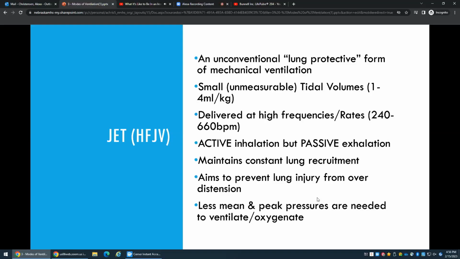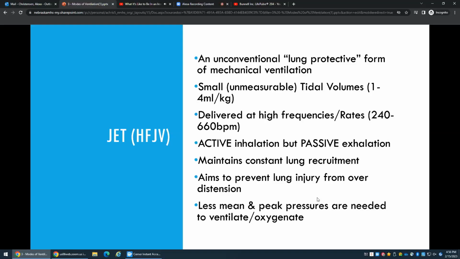It also gives small, unmeasurable tidal volumes, delivered at very high frequencies, rates of anywhere from 240 to 660. This one is not called a hertz. Remember, the rate of breaths per minute on the oscillator was called a hertz. This is called a rate.